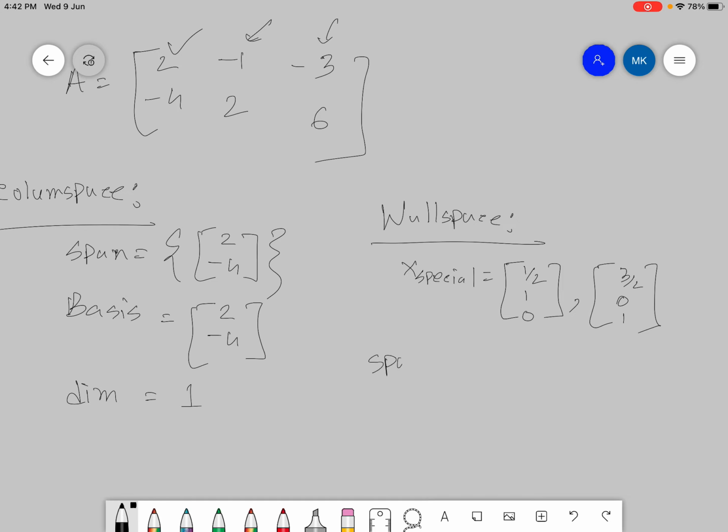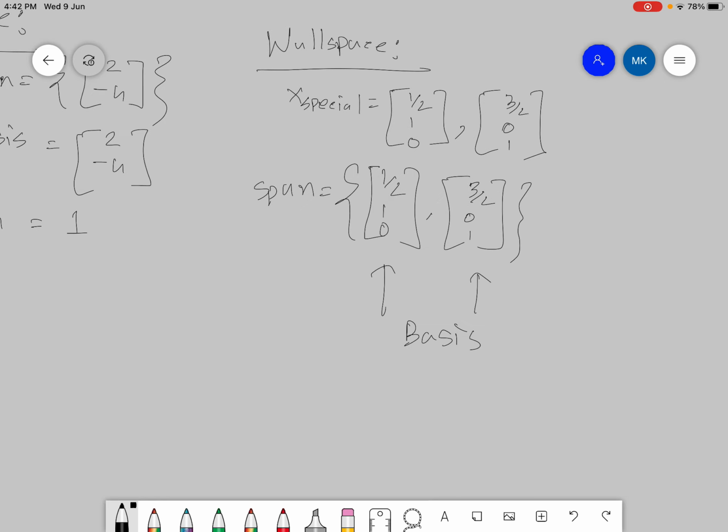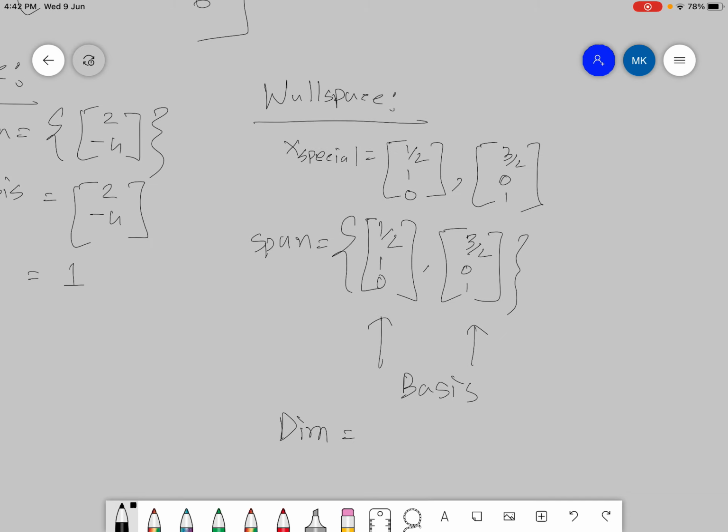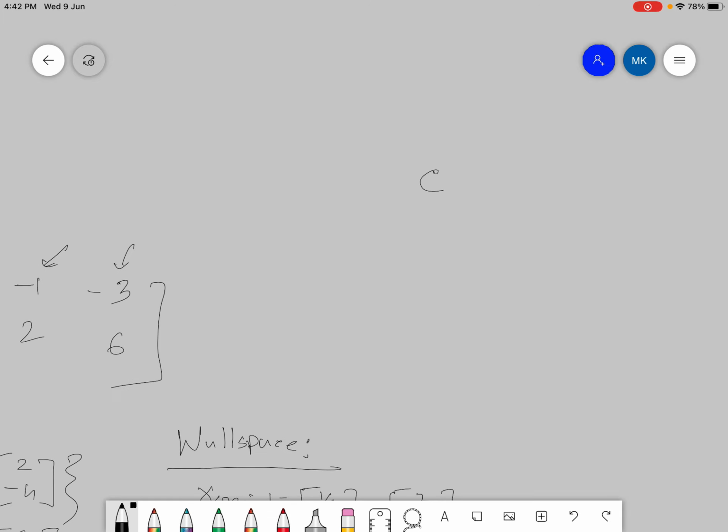So the span of the null space would be all the linear combinations of these two columns. So these are the bases, and the dimension is the number of bases or the number of free columns here. So it would be 2. Okay, this is the null space. What about the row space?